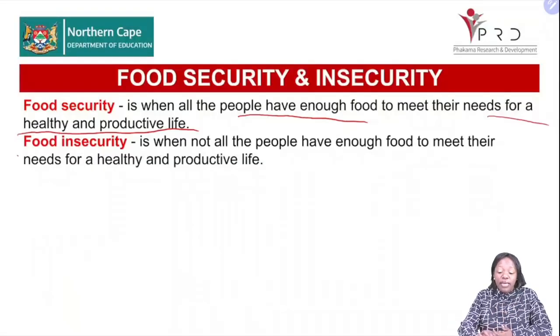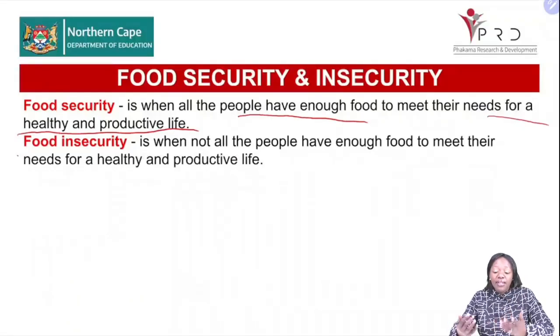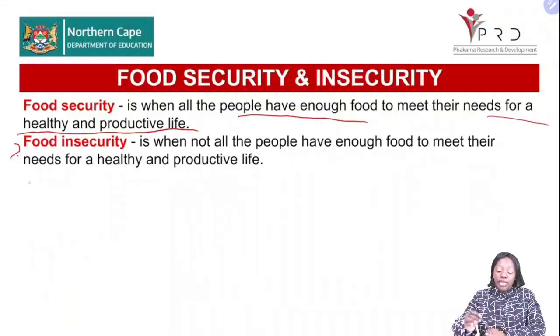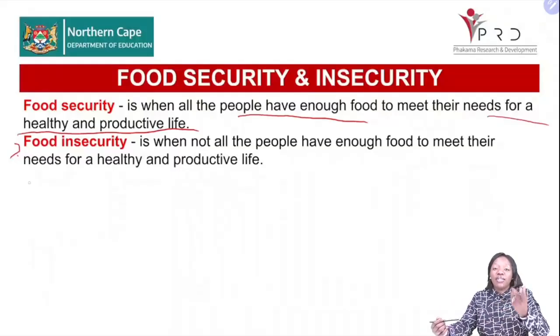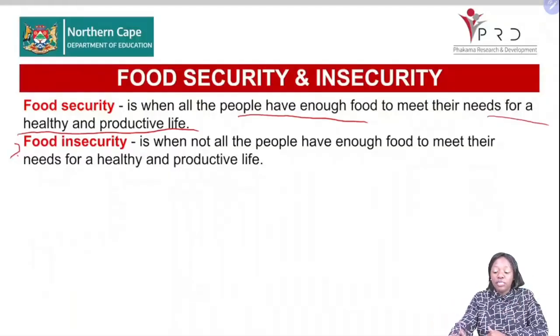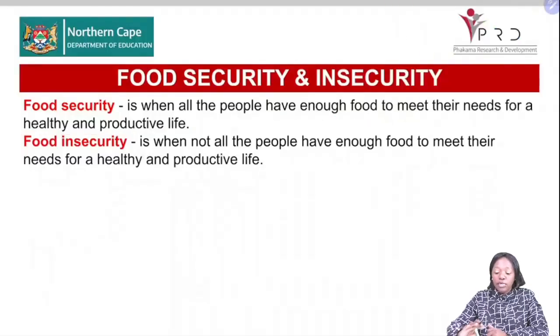Then I cannot say there is food security because that food is not balanced, number one, and it's not enough, and it will not be healthy and productive for life. So therefore, the country will be in a state of food insecurity. So food security is when everyone in the country has access to healthy and nutritious food at all times. Then when there is vice versa, not everyone is having access to food that is healthy and enough. Now the country is in food insecurity.